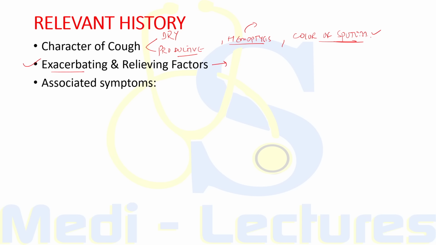Then we'll ask what are the various exacerbating and relieving factors. This is especially important in cases of bronchial asthma, CHF. For example, in CHF, cough will increase in lying down position and will decrease in sitting or standing position.